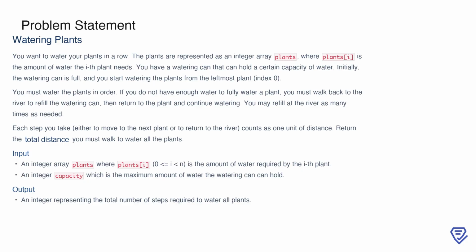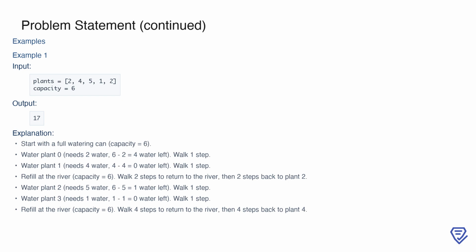If your watering can runs out of water before fully watering a plant, you must walk back to the river to refill it, then return to the plant to continue. Walking either to the next plant or back to the river counts as 1 unit of distance. The goal is to calculate the total distance you need to walk in order to water all the plants. The input includes the plants array and the capacity of the watering can, and the output is the total distance walked. Let's look at an example.